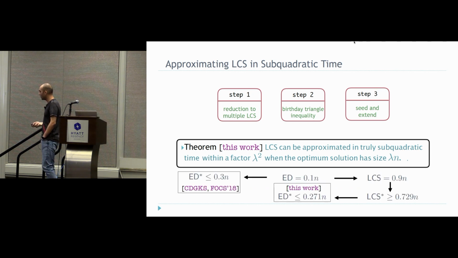Why is this a dual for edit distance? Because we can actually use it for edit distance, and it gives us a better bound. Suppose edit distance is 0.1 n, previous work gives you 0.3 n. You can imply that LCS is 0.9 n. Our solution gives you this, and then edit distance is bounded by 0.271. So we improved the previous work a little bit.